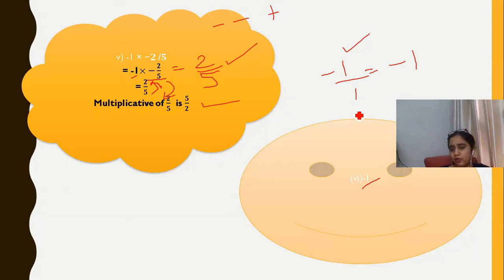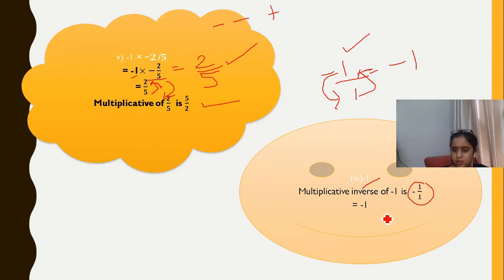And in order to find the multiplicative inverse of this number, I will just shift the value of the denominator into the numerator and the numerator into the denominator. So my answer is minus 1 upon 1. And when I solve this minus 1 upon 1, I will get the answer minus 1. So the multiplicative inverse of minus 1 is the same, that is minus 1.